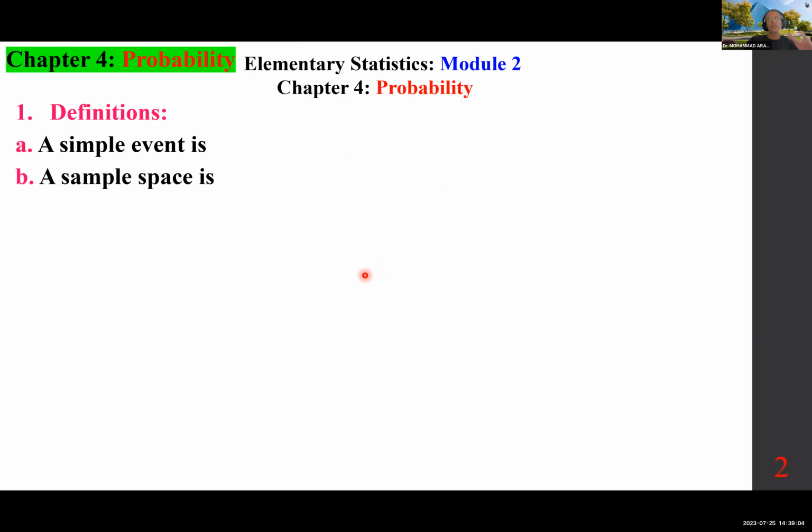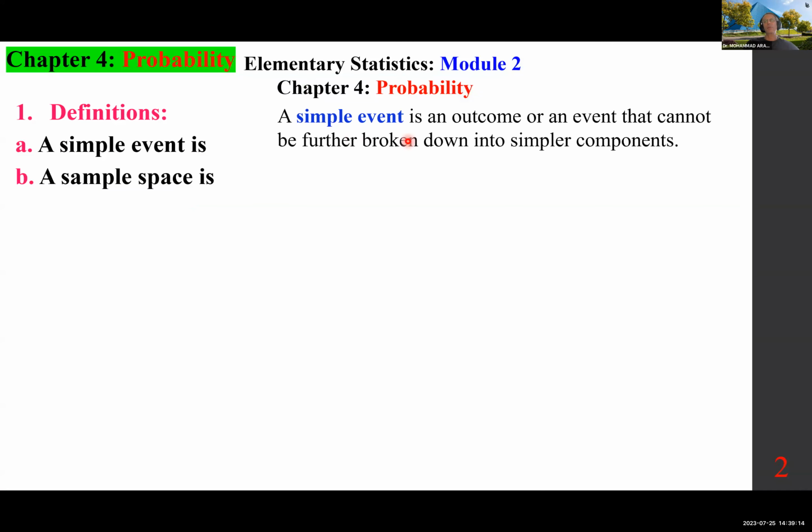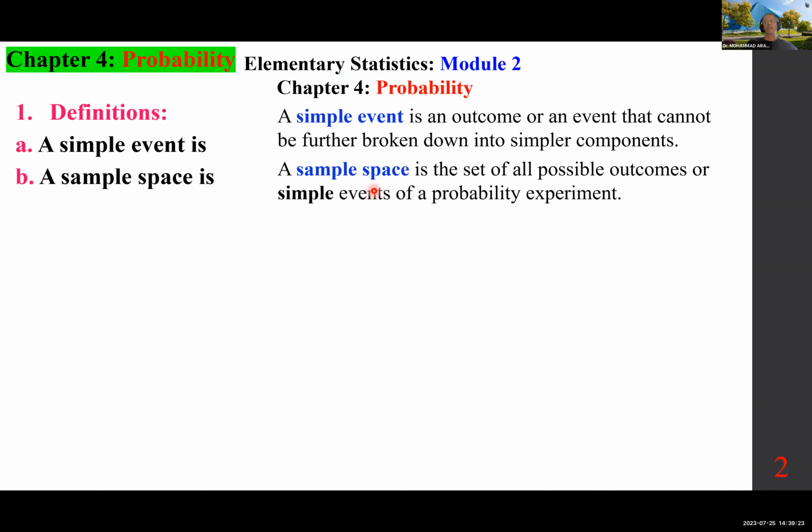All right, so let's look at a couple of definitions. A simple event and a sample space. Those are the definitions we want to look at. A simple event is an outcome or an event that cannot be further broken down into simpler components. A sample space is the set of all possible outcomes or simple events of a probability experiment.